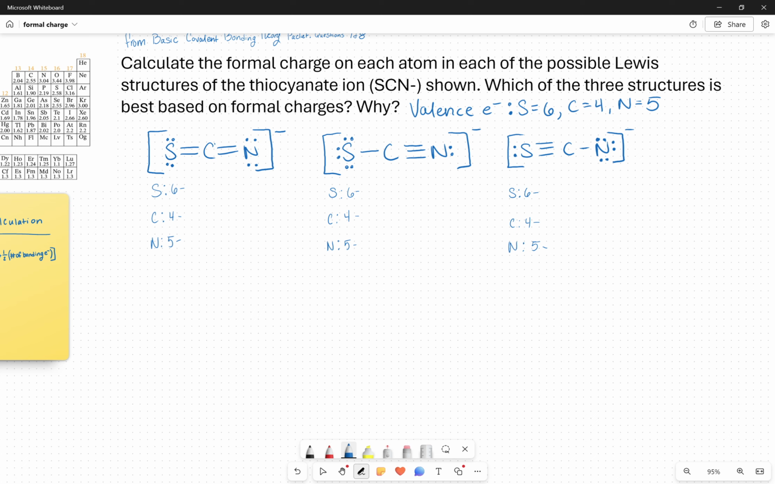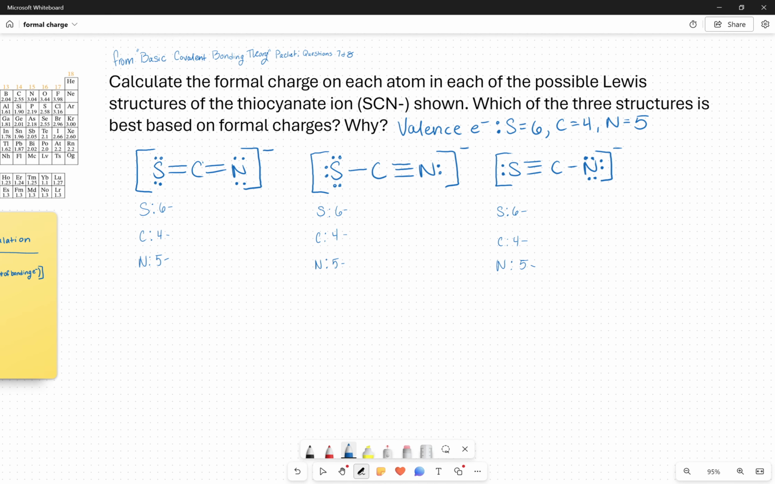Okay, so we can see that this question is asking us to calculate the formal charge on each atom in each of the possible Lewis structures for the thiocyanate ion, SCN-, as shown. And then it's asking us which of the three structures is best based on formal charges and why.